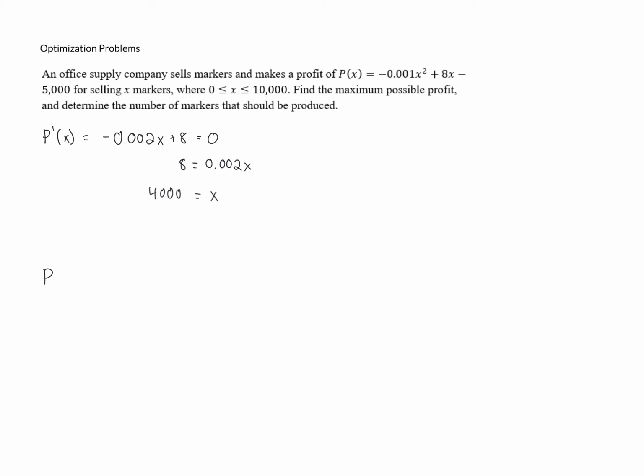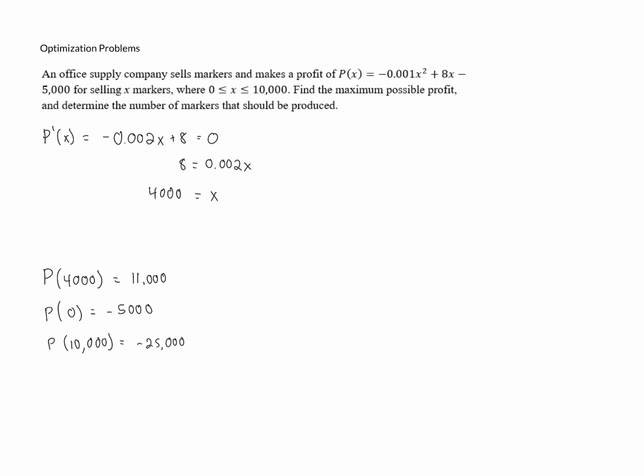So we're going to have to evaluate our function at 4,000. We're also going to have to evaluate it at the endpoints of our interval, which are 0 and 10,000. Now, I am just going to use a calculator to make life easier. If we evaluate this at 4,000, our resulting function value is 11,000. If we evaluate this function at 0, the terms with x's go away, and we're just left with negative 5,000. And if we evaluate this at 10,000, our answer is going to be negative 25,000.